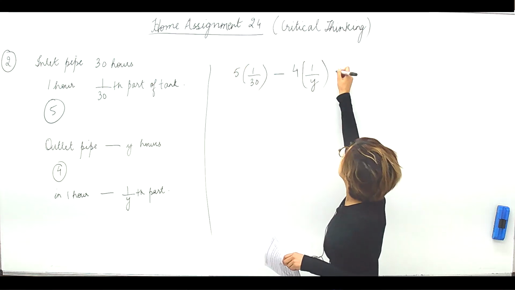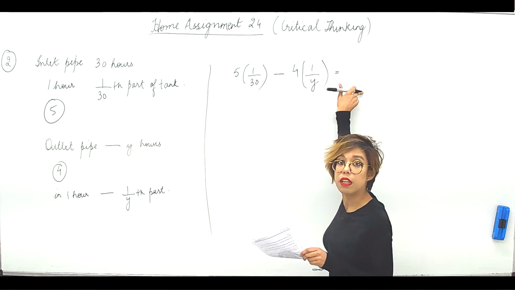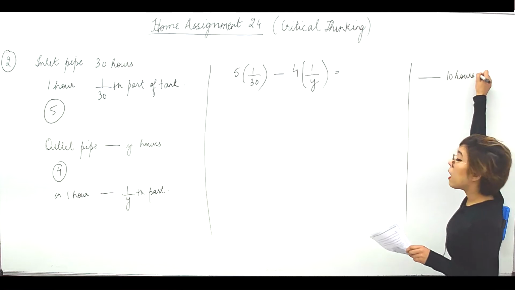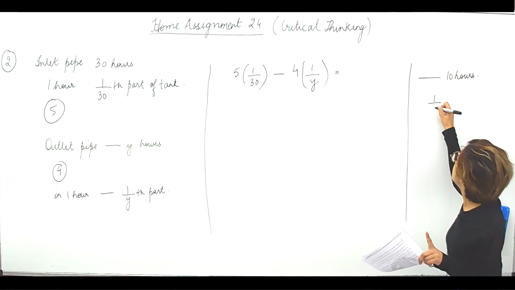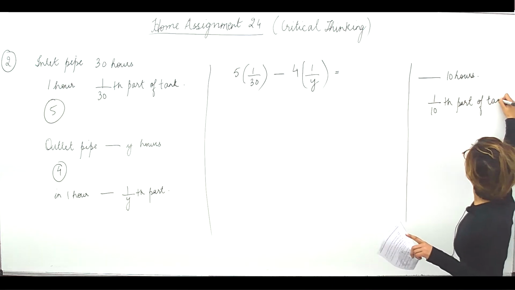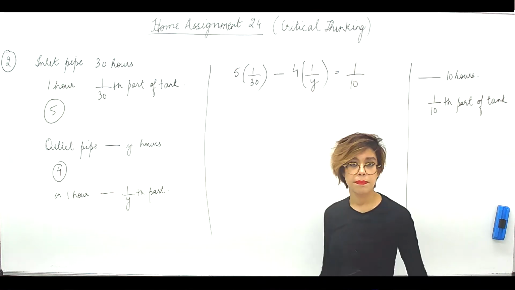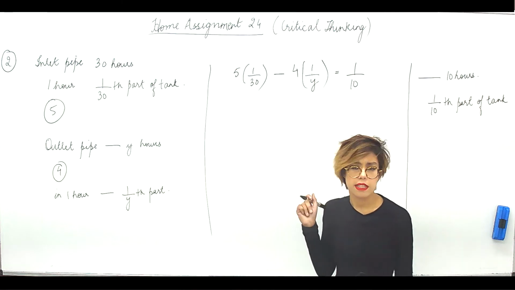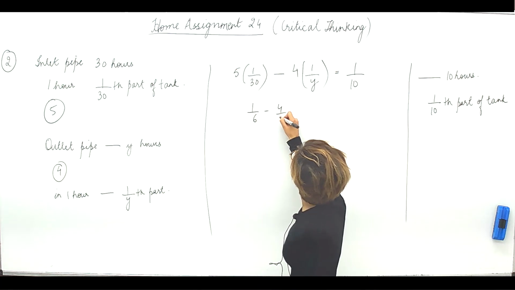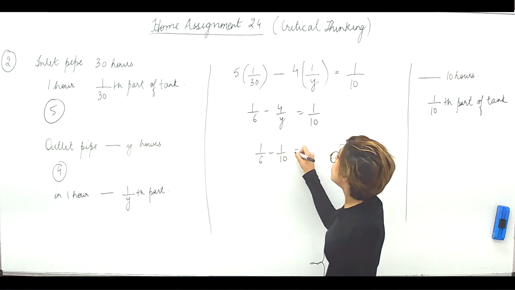Can you tell me, in 1 hour, when they are working together, how much part of the tank is filled? When they are working together, they are able to fill the tank in 10 hours. That means in 1 hour, they are able to fill the 1 by 10th part of the tank. So basically, this work done is nothing but 1 by 10. So this is nothing but 1 by 6 minus 4 by y is equal to 1 by 10. So 1 by 6 minus 1 by 10 is equal to 4 by y.